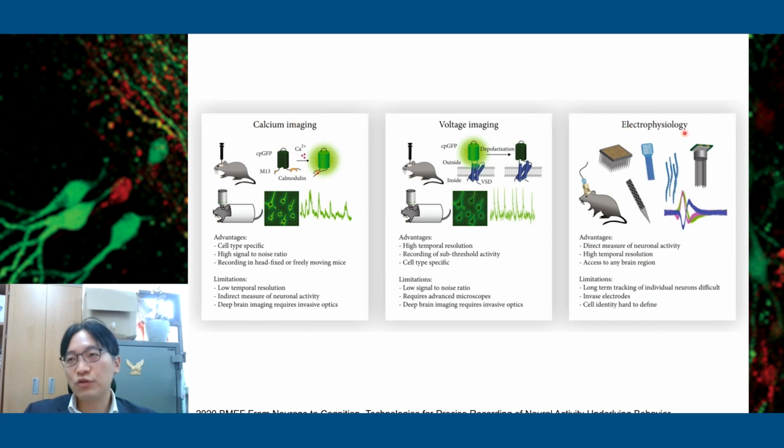For the electrophysiology, people have been using it for a long time. But the main disadvantage is that it cannot do the cell type specificity that easily, and so that's why I think the calcium imaging and using the miniscope has the advantage.